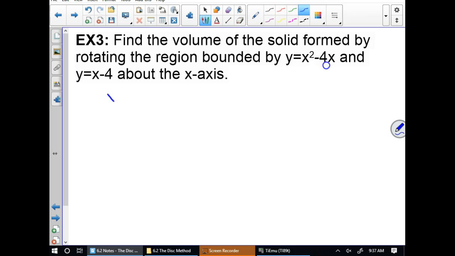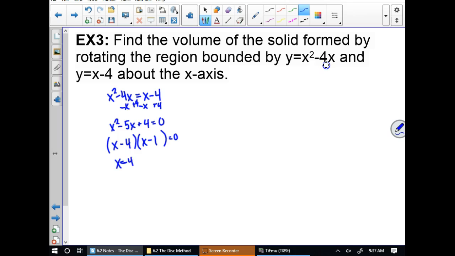So you have x squared minus 4x, and we want to know where that equals x minus 4. To solve that, we will move everything to one side. So we'll subtract our x and add our 4. So x squared minus 5x plus 4 will equal 0. If we factor that, we'll have x minus 4 and x minus 1. So we get x equals 4 and x equals 1, our intersection points.